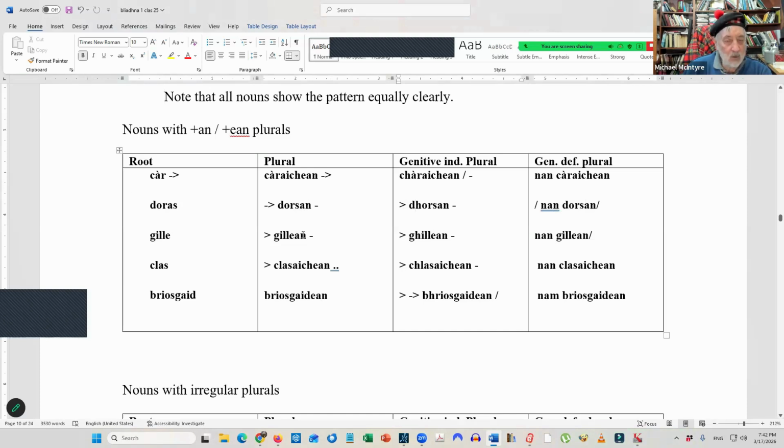Gila, Gielan would be the plural. Gielan would be the indefinite plural and genitive indefinite plural, and non-Gielan. Classican, lenited, for the indefinite, and non-Classican for the definite. Briskich, Briskitchen, that's a biscuit. Briskitchen, Vriskitchen, lenited, of biscuits, and non-Briskitchen, of the biscuits.